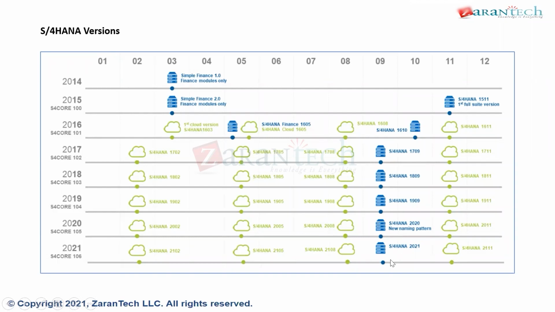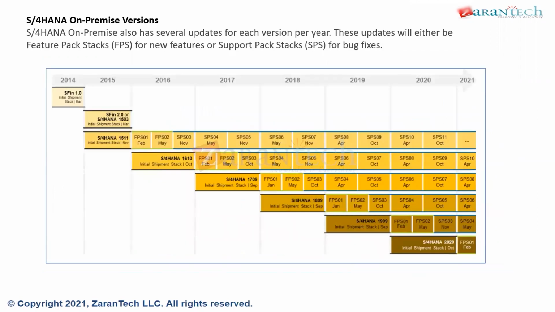In the yearly release, it includes all the features of its previous version. That means if you take the example of 2021, it includes all the features that were included in 2020, plus the additional features that were introduced between these two releases. So thus the latest version includes all the features up to date. So these are the on-premise versions.